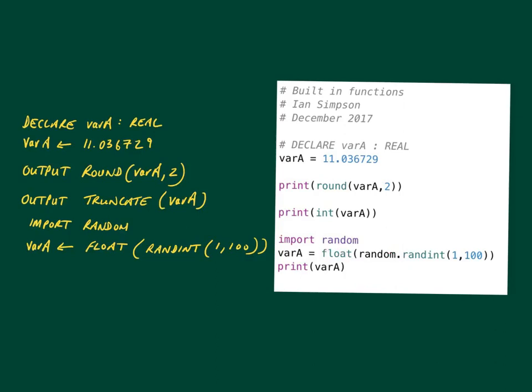And then for import random, I said already this was a Python construct that you don't need to have in pseudocode, but we're setting variable a to be the floating point of the random integer between 1 and 100 that's been generated. And the only addition to the Python program is that I've added an output of the variable a so that you can see the random number that's generated.